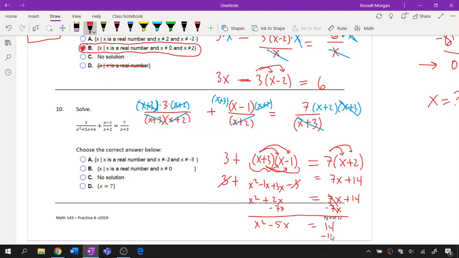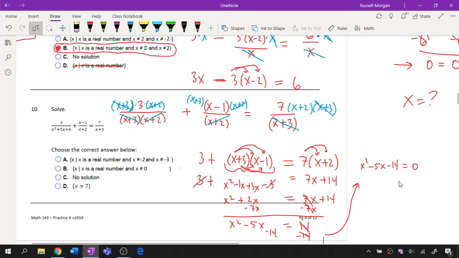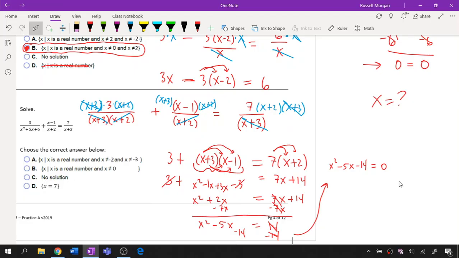And so now I'm going to subtract the 14, subtract 14. So I get 0 on the right side. And what's on the left side? Looks like I've got x squared minus 5x and minus 14. So I just went right up there. Now how do I solve this? This is a quadratic. We can use any of our quadratic skills.